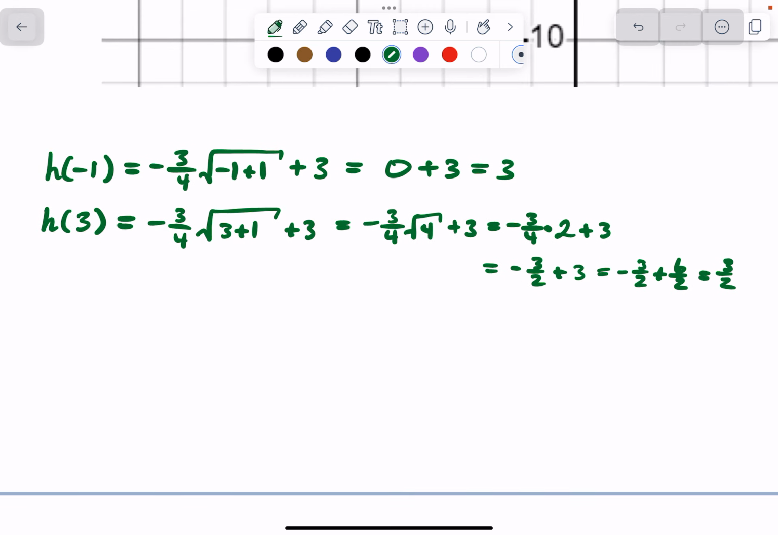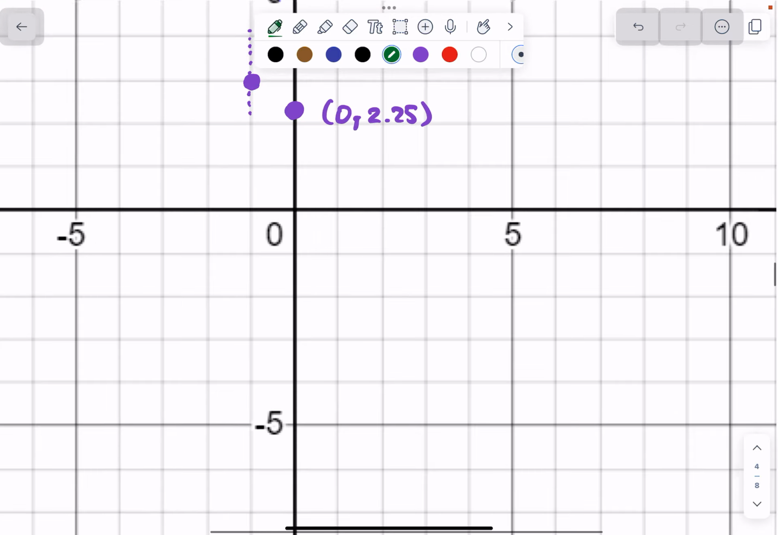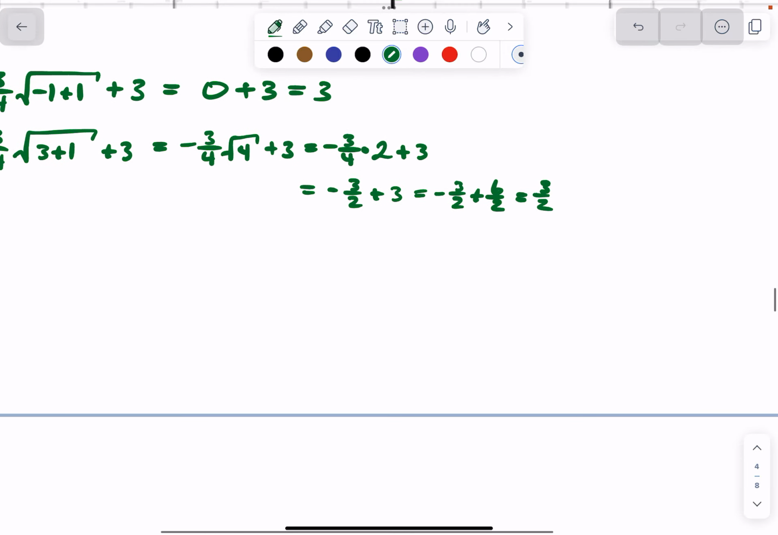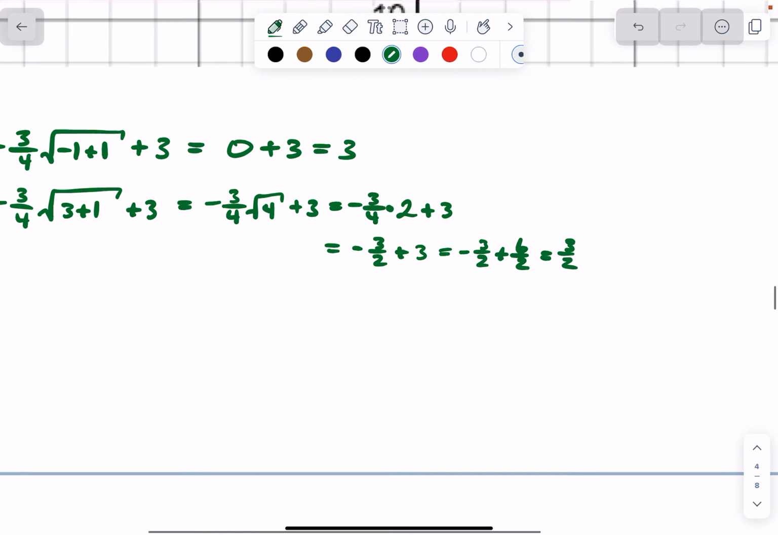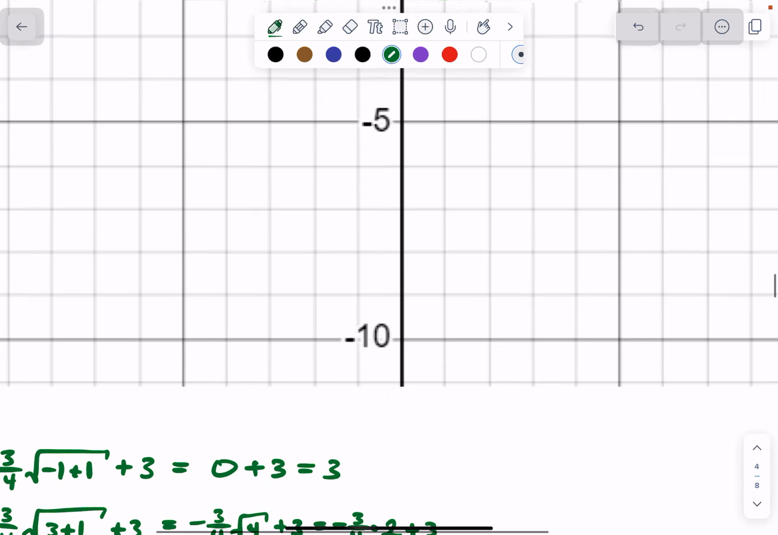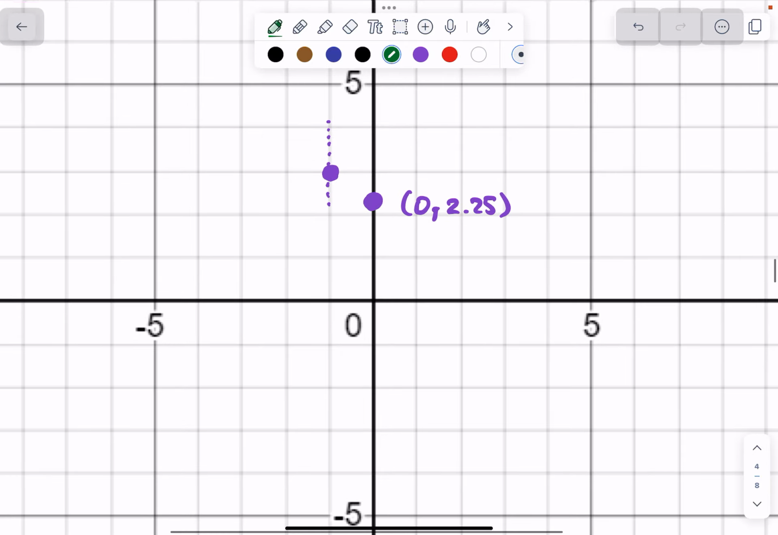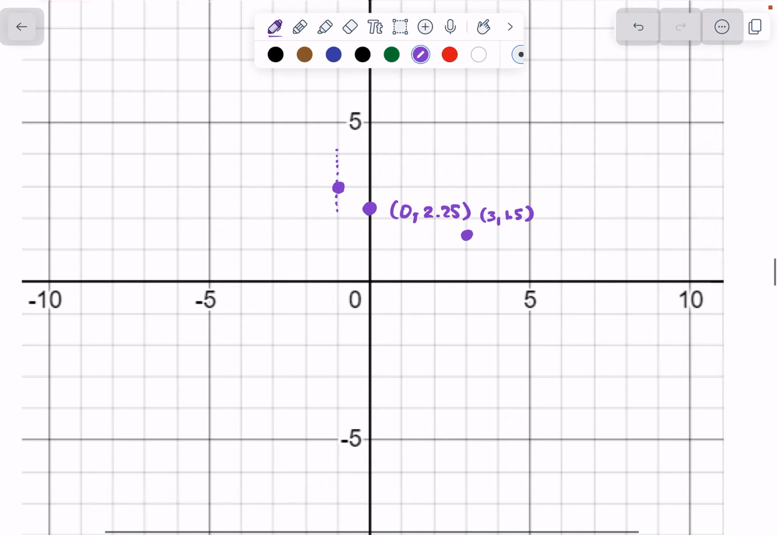All right, so we plugged in 3, we got... sorry, did we get -3 over 2? I guess we got positive 3 over 2. Oh, 3 over 2 is 1.5. Yeah, so that makes sense. So (3, 1.5), right about here. I typically don't like decimals, but they're going to help us sketch these points.